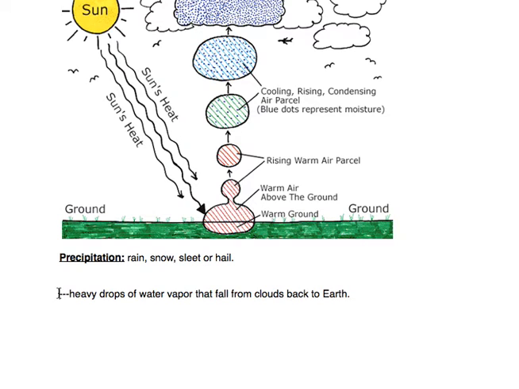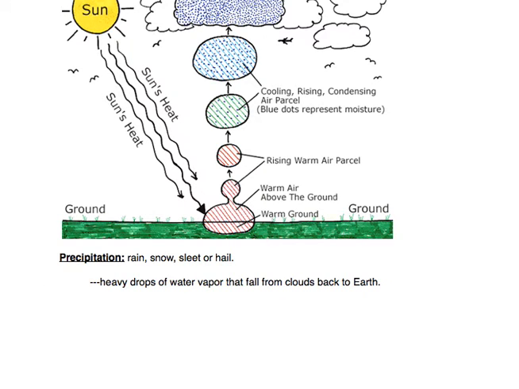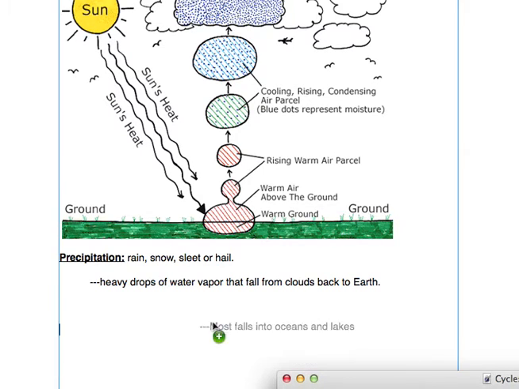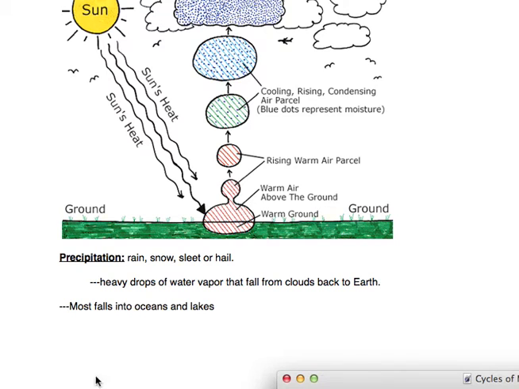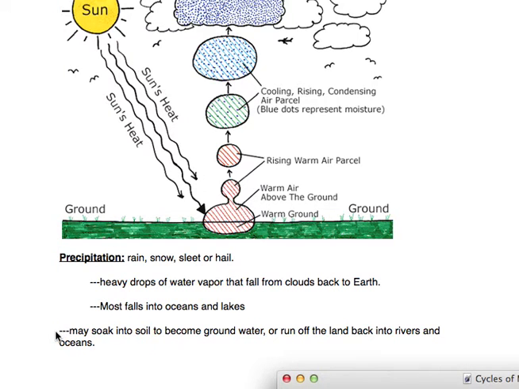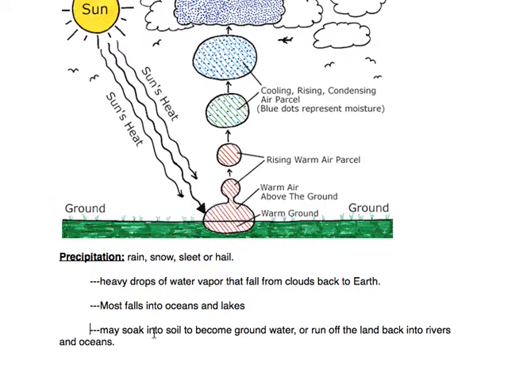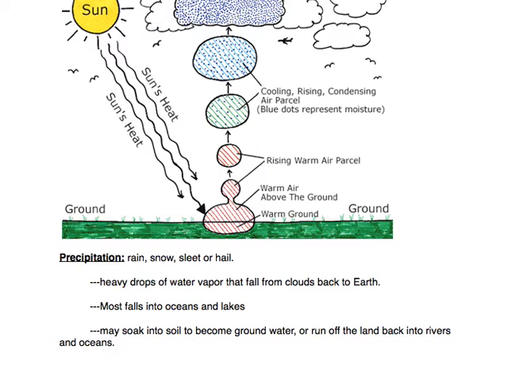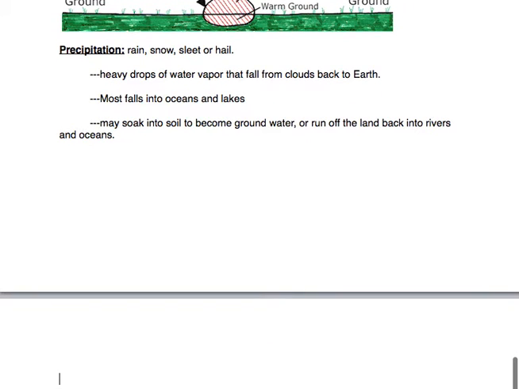And precipitation, in falling back to the earth, because the earth is made up of so much water, most of the precipitation actually falls directly into oceans and lakes. But some of it may also soak into the soil and become groundwater or run off the land and end up back in rivers and oceans. And here's some pictures of precipitation to keep in mind what it is.